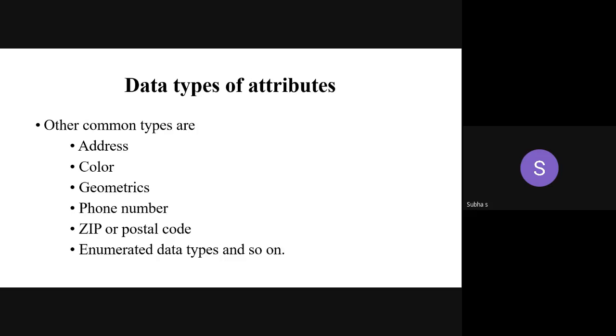For enumerated, in curly braces you can give the specific values also. Week, within curly braces: Sunday, Monday, or S, M, T, W. We can mention specific values for some attributes. So these are the other common data types. It's not the types of attributes, but the data types of the attributes.